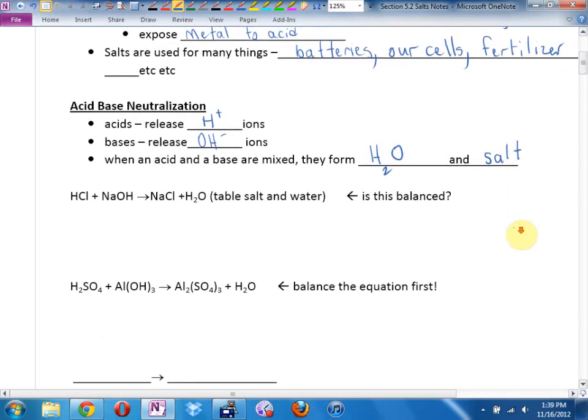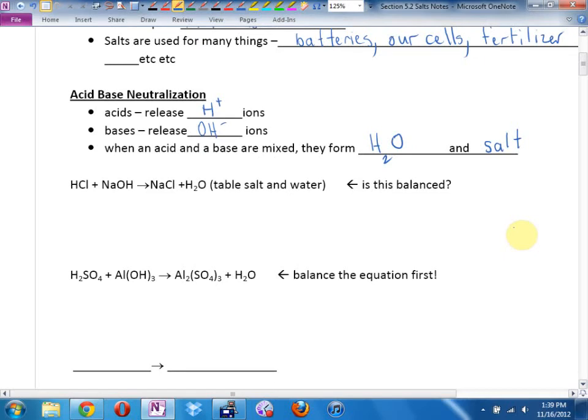Here's an example. HCl, is that an acid? How can you tell? Starts with an H. Plus NaOH. Is that a base? Yes. How can you tell? It's got OH on the end. Now, this is hydrochloric acid, stomach acid, plus, what would I call this? What's Na? Sodium hydroxide. Okay. Gives you NaCl, sodium chloride. NaCl is table salt. The salt that you pour on food is NaCl, table salt, and water.